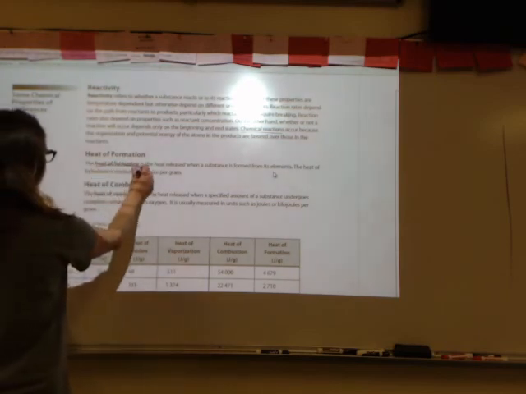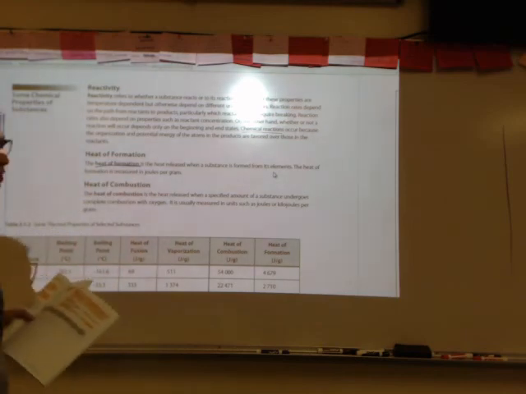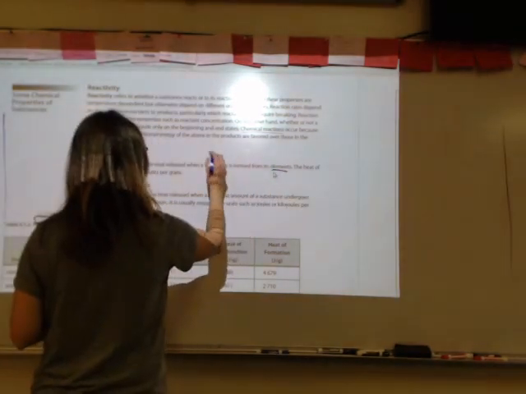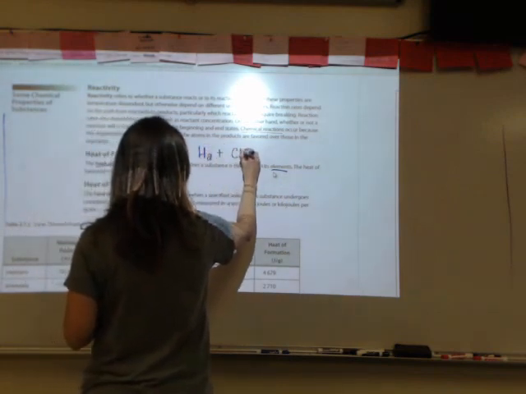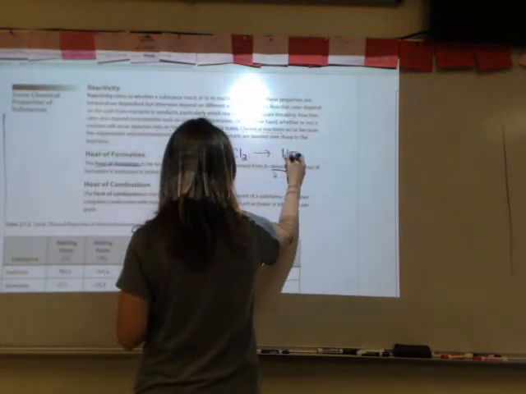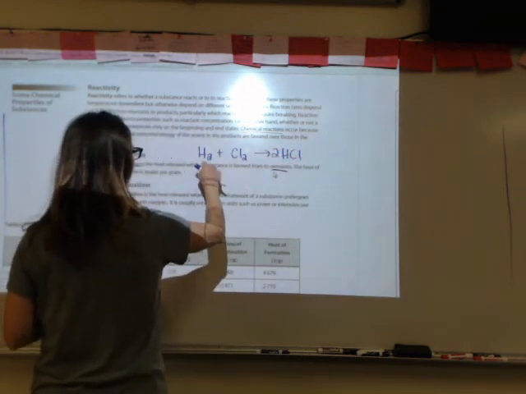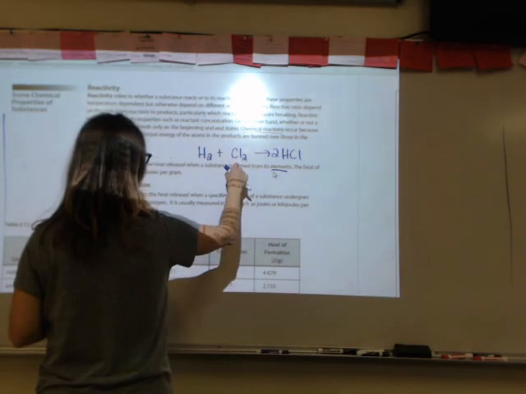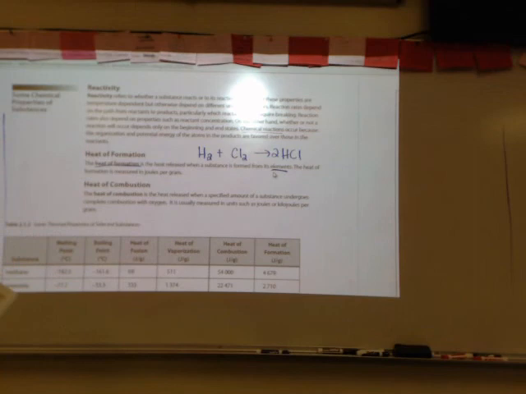The heat that's released when a substance is formed from its elements is known as the heat of formation. What does this mean? So if I have hydrogen gas combining with chlorine gas to make hydrogen chloride, I formed a substance from its elements. Okay, that's what they're talking about for the heat of formation. This is also measured in joules per gram.